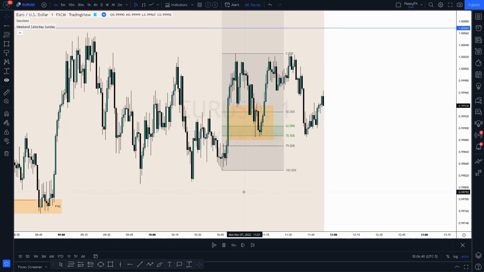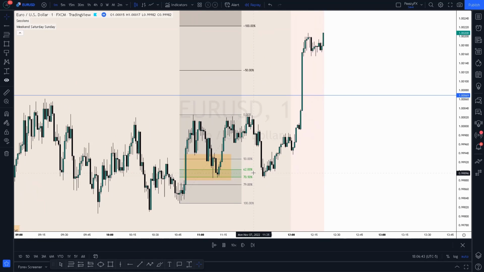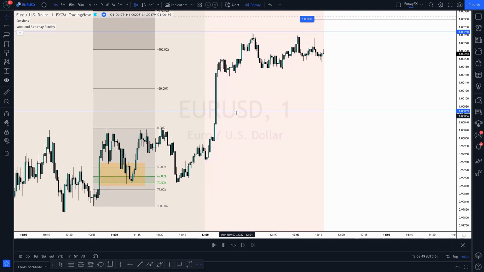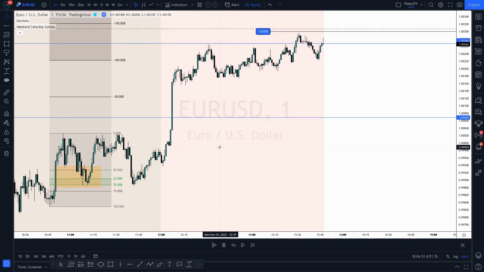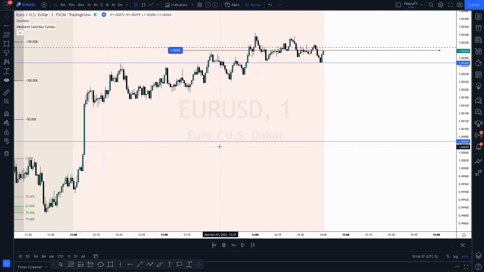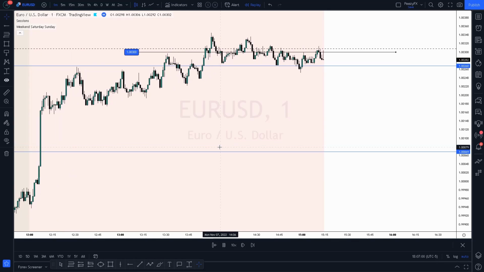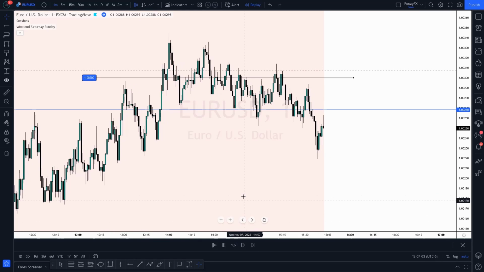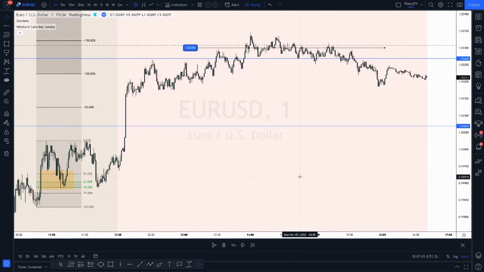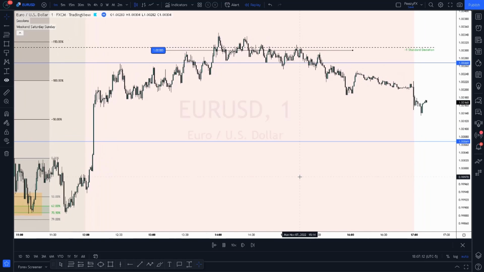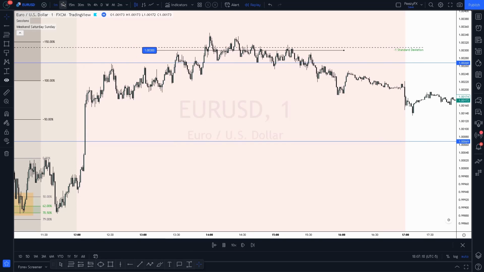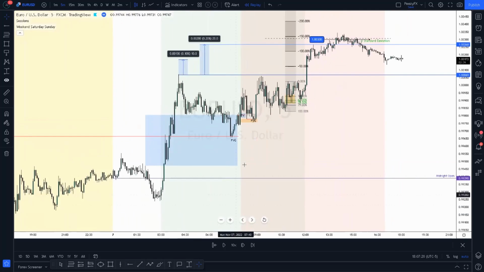Go ahead and speed this up and just show you what price ended up doing, right? The first blue line is 10 pips above that old high. The second blue line is 20 pips above that old high. And I'm gonna show you what this means and what's going on up here right now. So I'll jump back to a 5-minute chart.